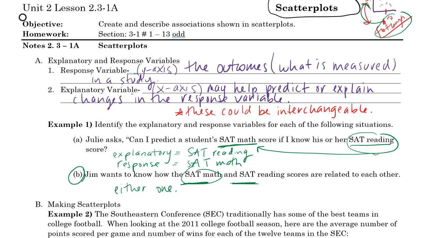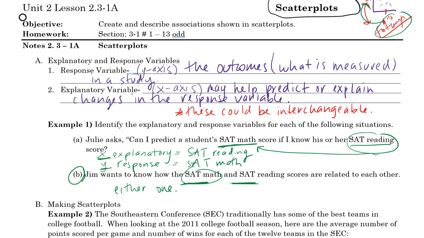However, for Julie, her problem did say she's using reading to predict math. So in this case, if I'm making a scatter plot from Julie's information, the SAT reading would have to be on the x-axis and the math would have to be on the y.